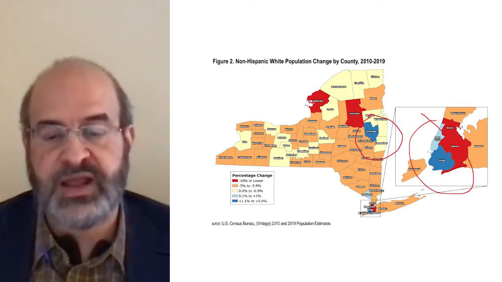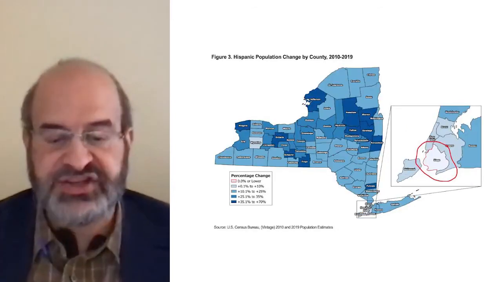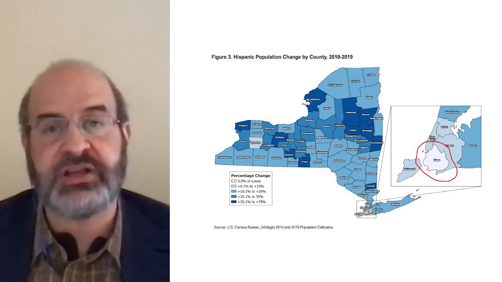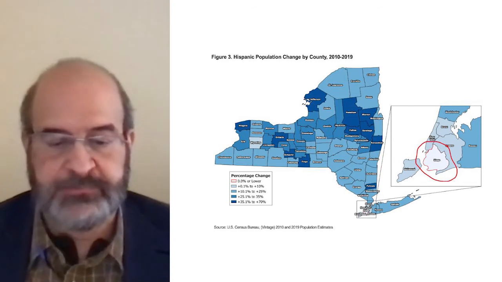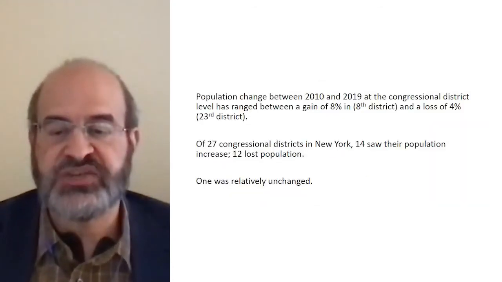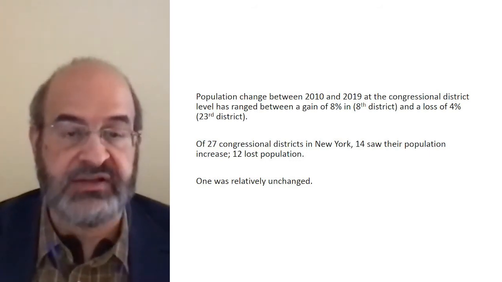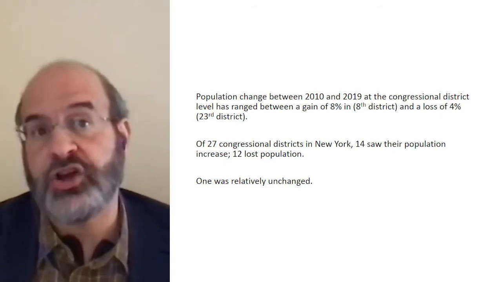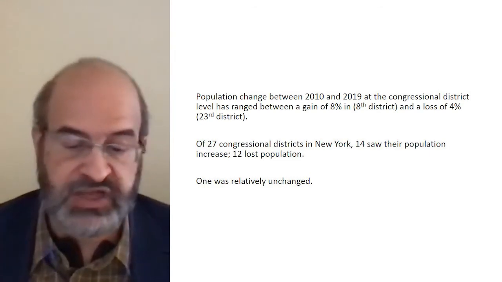The growth took place in Kings County and in New York County. The non-Hispanic Asian and Latino population each only lost population in one county, Tioga County for Asians, Kings County for Hispanics. At the congressional district level, population change between 2010 and 2019 ranged between a gain of 8% in district number 8, and a loss of 4% in the 23rd district in upstate New York.